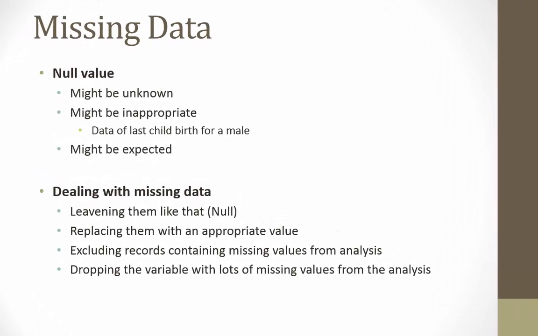Now let's focus more on the problem of missing data. Missing data can happen due to different reasons. It might be unknown, simply you don't know what the value is for the specific record. Or it might be inappropriate, such as the date of last childbirth for a male, or it might be expected.